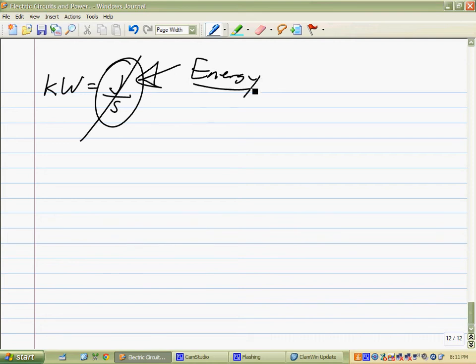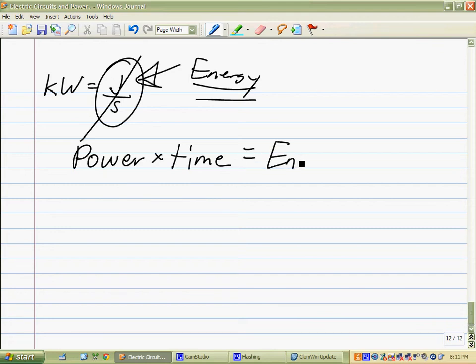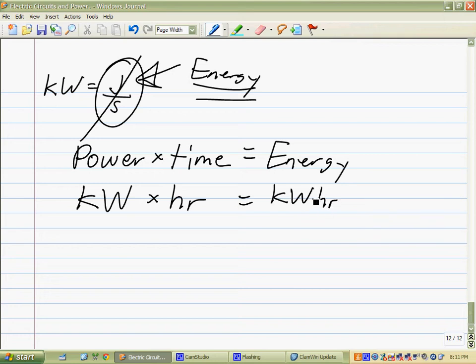So they want to bill you for the energy. They're going to take your power and multiply it by the time you use that power, and that's going to give you your energy. So they take your kilowatts, multiply it by the hours you use it for, and that gives them the kilowatt hour. Kilowatt hour. So a kilowatt hour is what you actually get billed at by the power company. So they're billing you for energy.